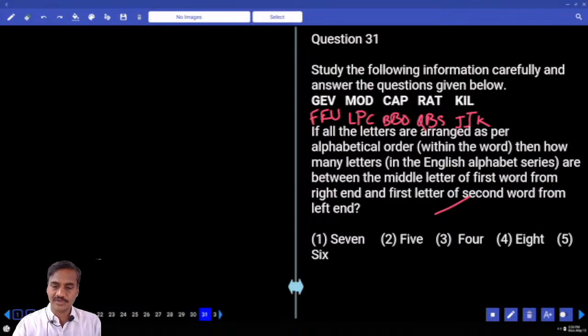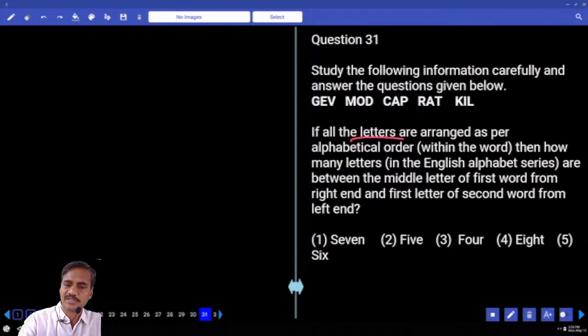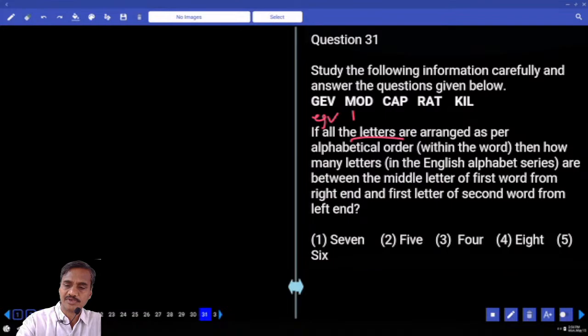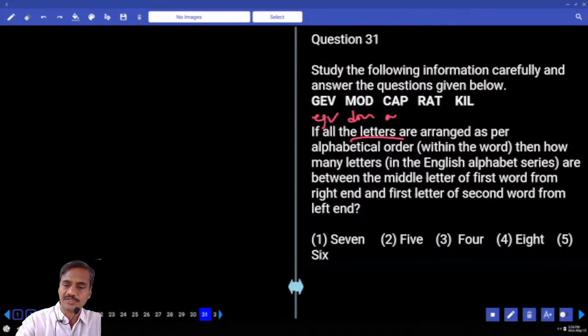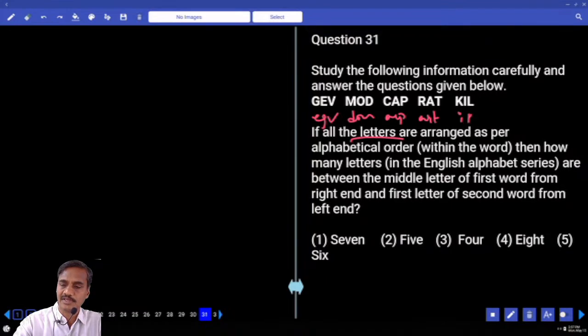The next one, 31. If all the letters are arranged as per English alphabetical order within the word, then how many letters are there between the middle letter of the first word from the right? And what is the first word here? Now, first all the letters should be arranged in alphabetical order, and this will be easy. Now in this one, DON. Now in this one, ACP. Now here this is ART. Now in this one, IKL.